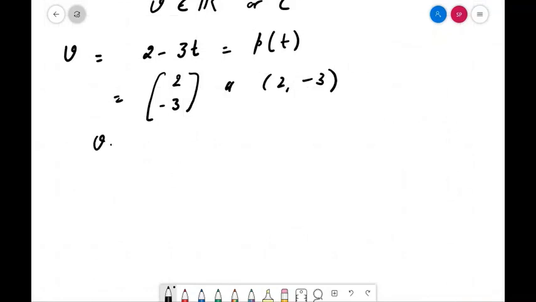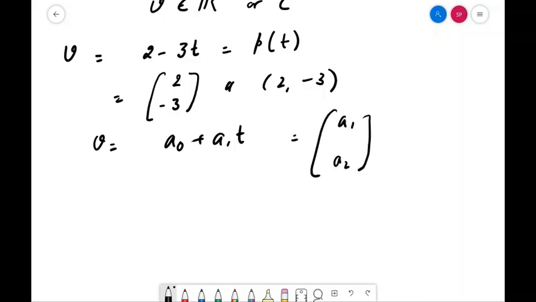So I can generalize it. V is equal to a0 plus a1t. Then this V is even given by the vector a0, a1, because in all the polynomials of first degree in t, the t is common. The only things that vary are the constant and the coefficients. So this is a0 and a1.